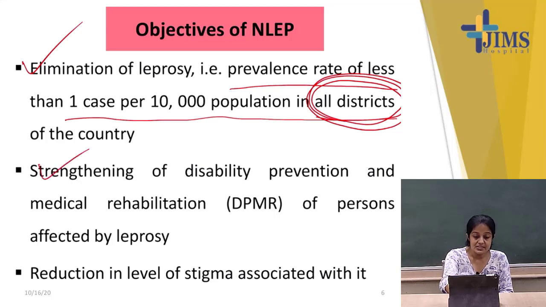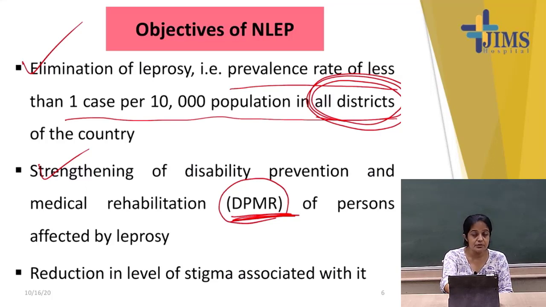Second is the strengthening of the DPMR services for the people suffering from leprosy. Disability prevention and medical rehabilitation has different parts. Patients have to be taught to regularly check the hands, eyes and feet for the presence of any impending deformity or disability. Eye checkup has to be done, as we have already discussed in the class.